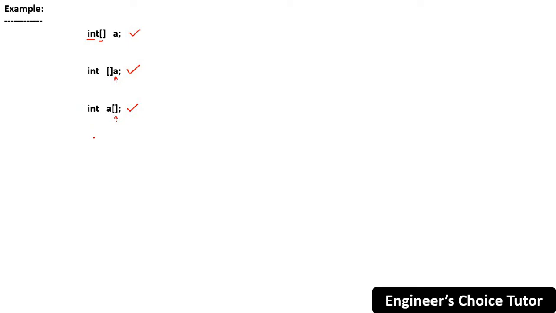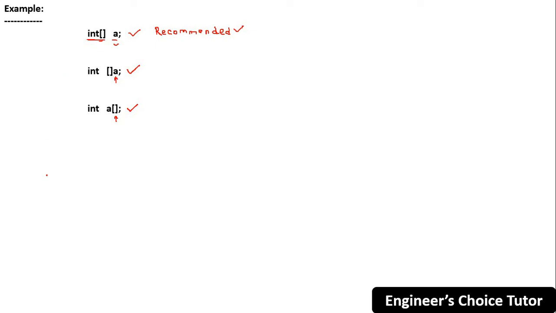These three are valid. But which one is recommended to use? The first one, this is recommended. Readability is more in this condition. That is the reason it is recommended. Recommended to use because name is clearly separated from the type. So readability is more here. I hope this much is clear. So this a is what? Int type of array. Fine.